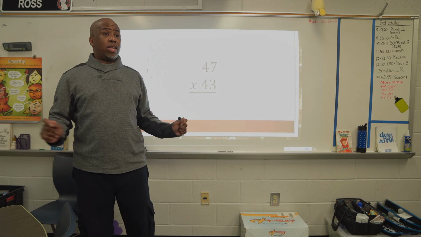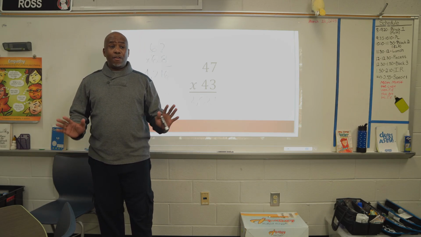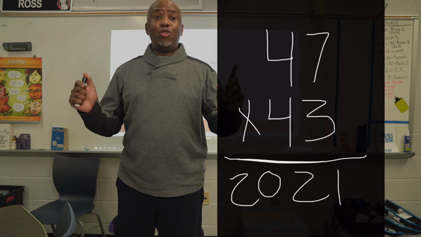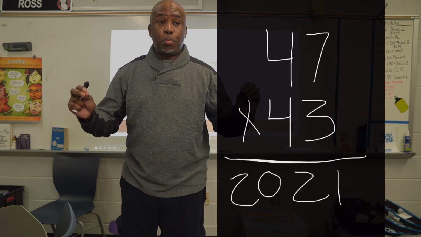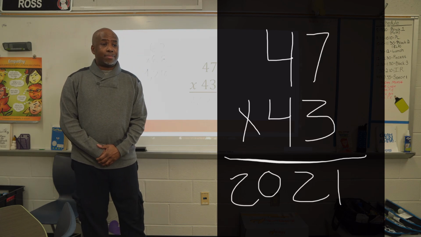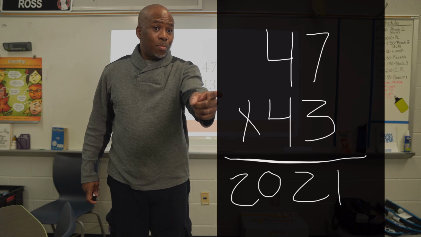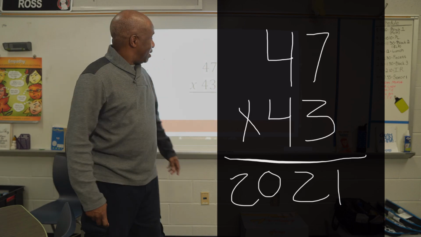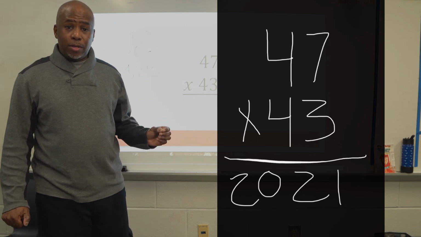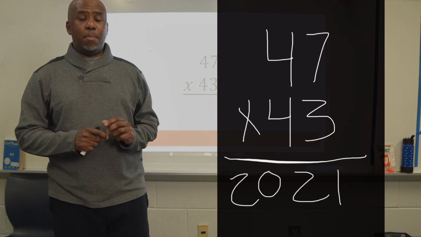Class, let's take a look at these two problems. We'll first look at the first one on the PowerPoint, 47 times 43. What do you notice about the problem? That's correct. The tens digit is the same number. So in this particular problem, the tens digit is a 4. So there's a 4 in the tens place for both of these numbers.